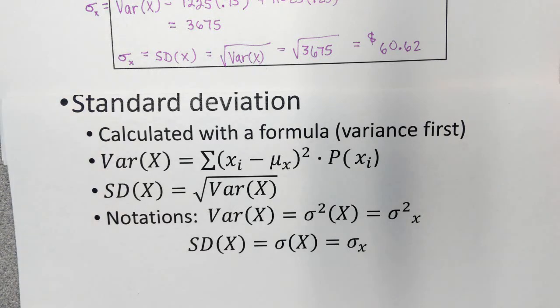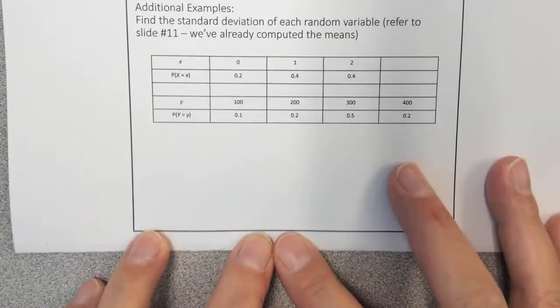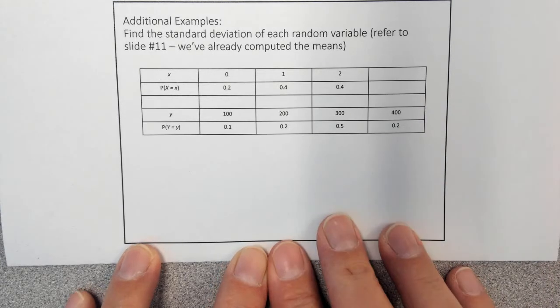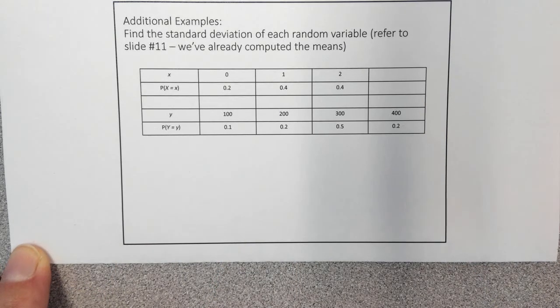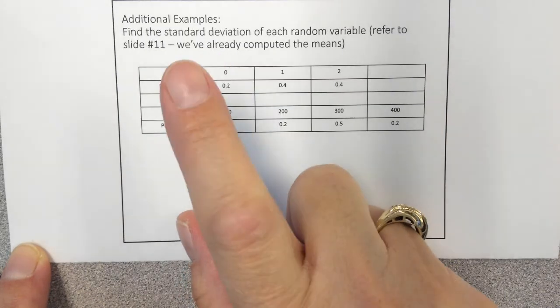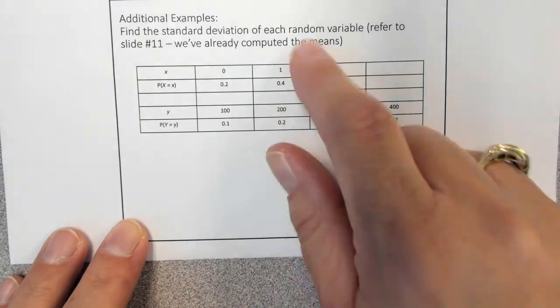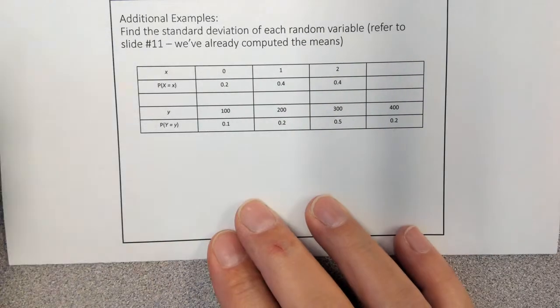Let's do another one, because one example is just not enough. So move on to the next slide. And you'll recognize this table as the additional examples that we did yesterday, that very last slide in the day 1 notes. So we did the mean computations, the expected value computations for these two variables, x and y, yesterday.